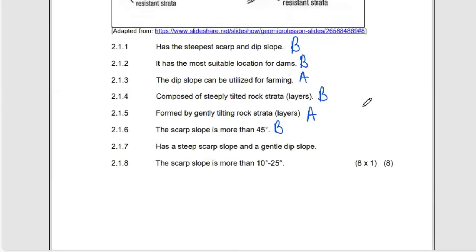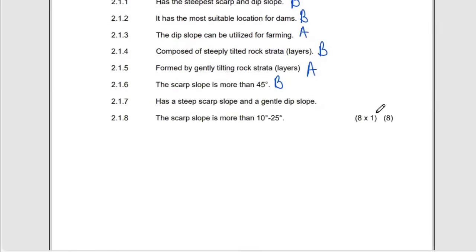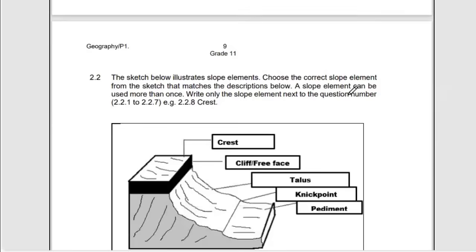Then number 7, it says the steep scarp has a steep scarp slope and a gentle dip slope. You can see that the scarp slope is steep here, but the dip slope is gentle. That is A. And then the last one, the scarp slope is more than 10 to 25. That is A again. Right, that is question number 2.1. We move on to question 2.2.